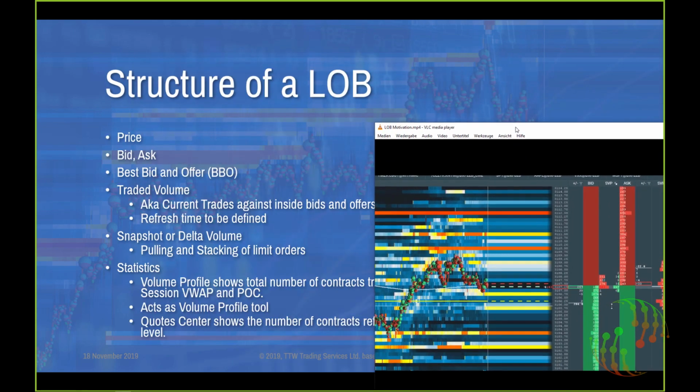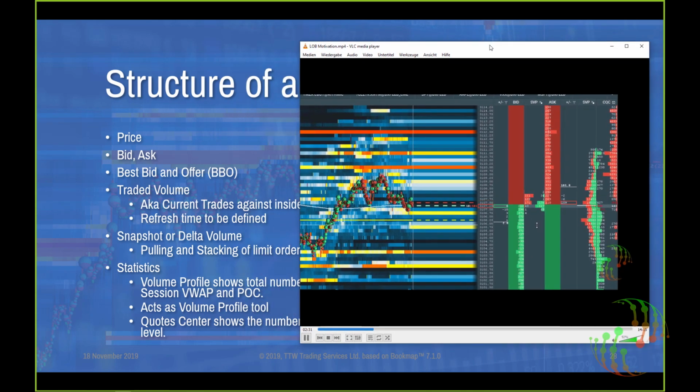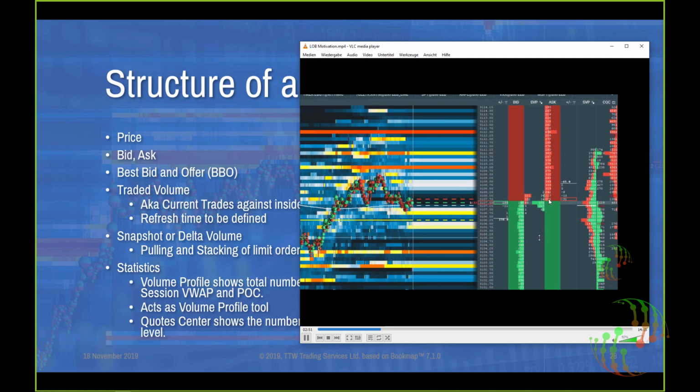The structure of the limit order book is that we have a price here. We have a bid column. We have an ask column here. We have the traded volume here. And these numbers are refreshed every time buyers or sellers come in, or the aggressors. These are the aggressors here, when they enter the market and trade with either the buyers on this side or the sellers on this side.